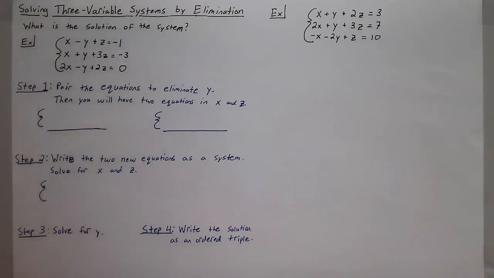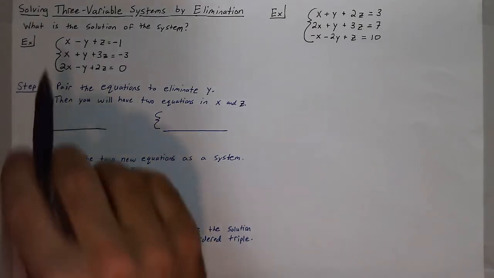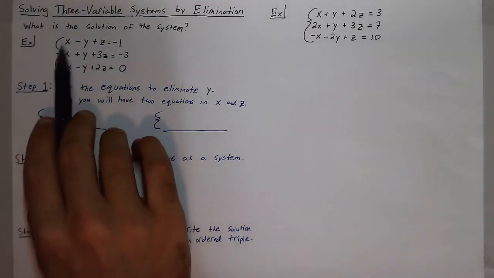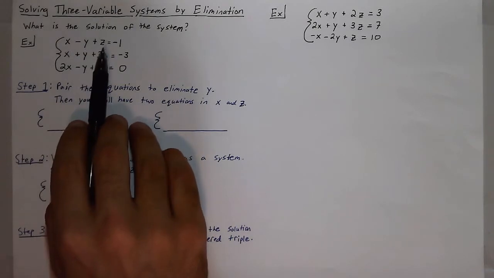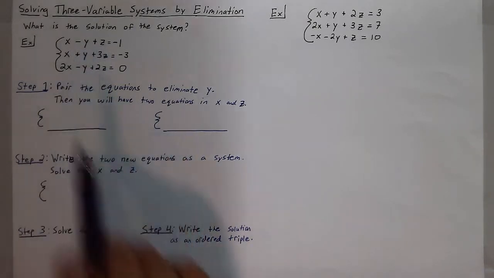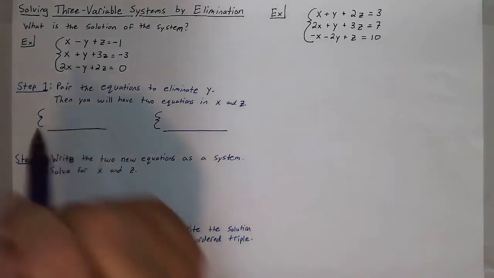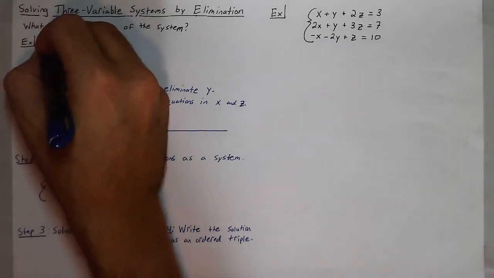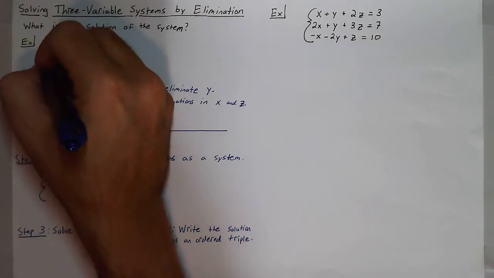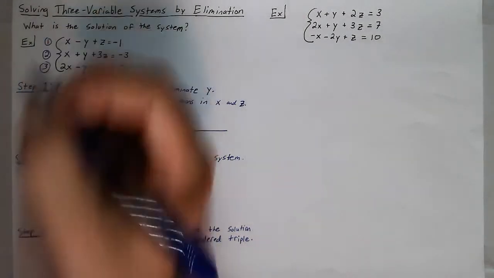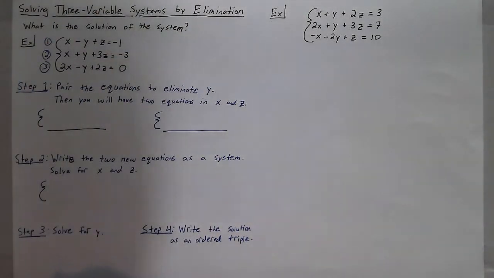In this video, we're going to learn how to solve three variable systems by elimination. Now, what I mean by a three variable system is that instead of just x and y, we'll also have a z variable we need to solve for as well. And our answer will end up being an ordered triple rather than an ordered pair. For the sake of keeping track of steps, I'm going to label these equations 1, 2, 3, so you'll know when I'm using which equations and when.